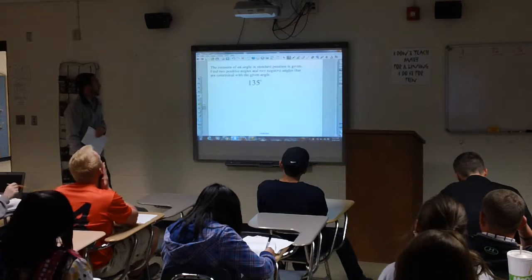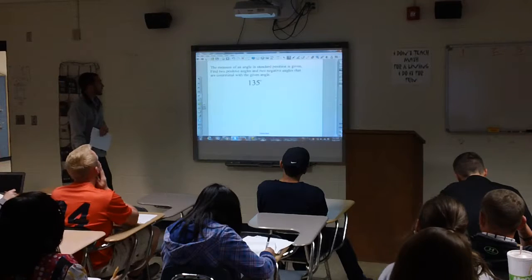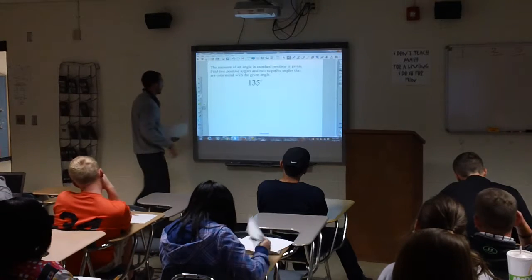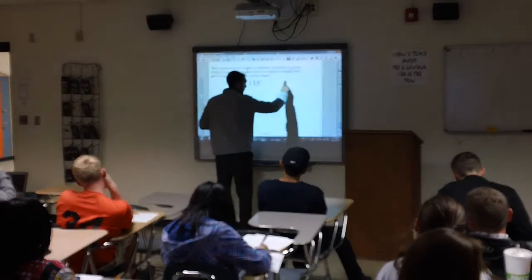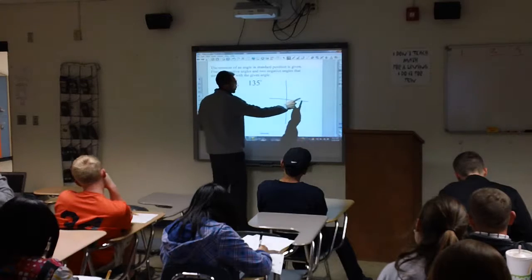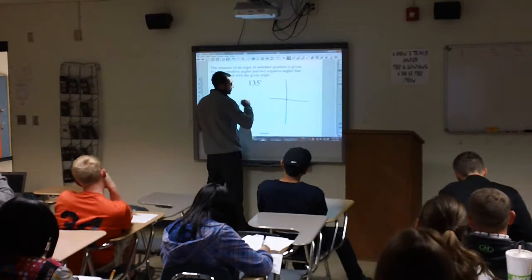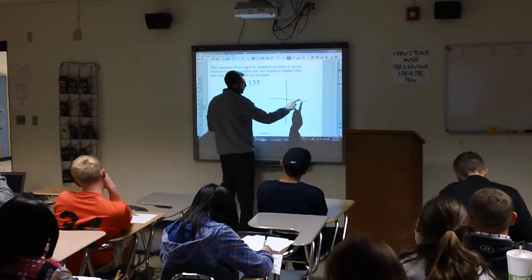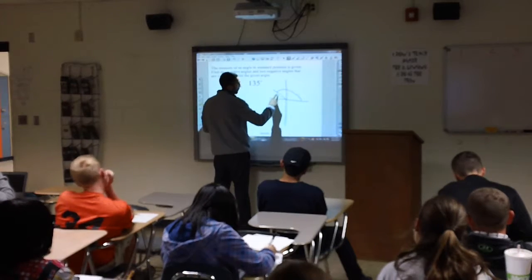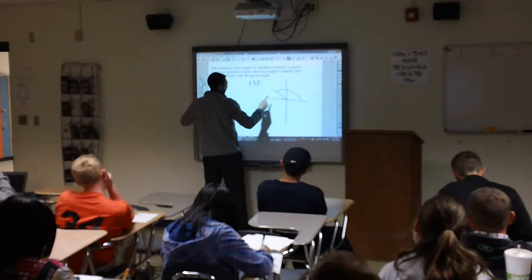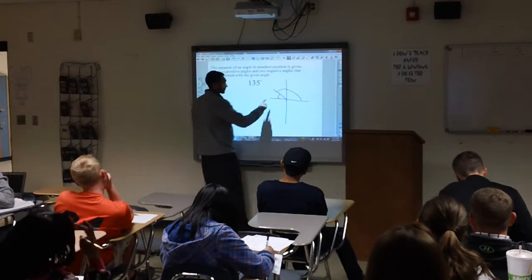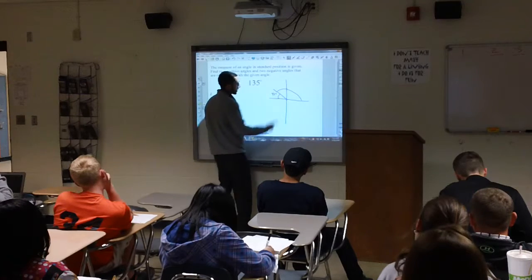Find two positive angles and two negative angles that are coterminal with this given angle. Right now this angle is 135 degrees. Remember, if I got back to my x-axis, that'd be 180 degrees. So 135 degrees is about here. What would my reference angle be? 45 degrees, to get us back to 180.